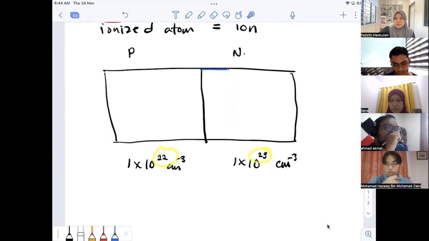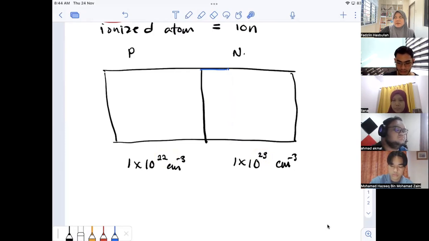I'll give you maybe 5 minutes to draw. So draw on your piece of paper, draw the depletion region and send the drawing in the Telegram.